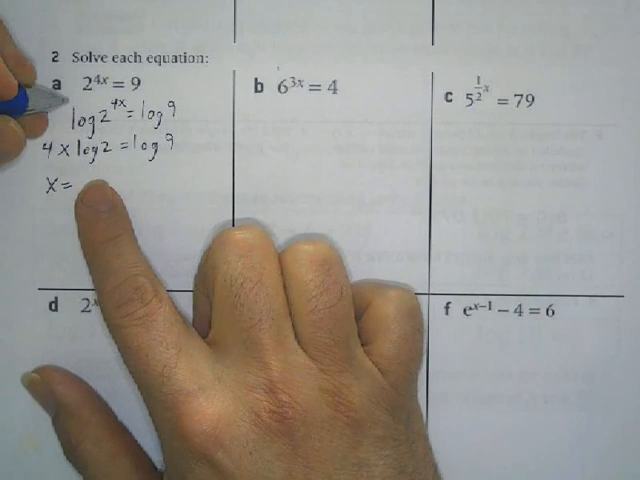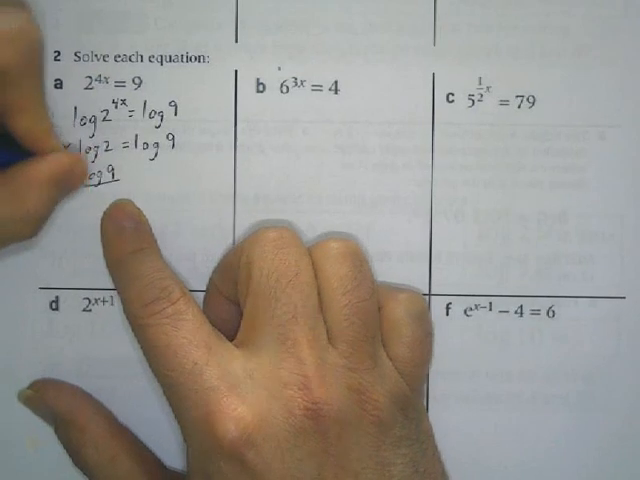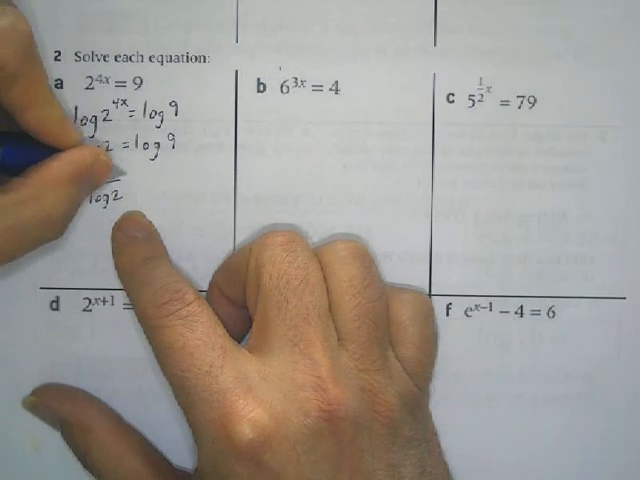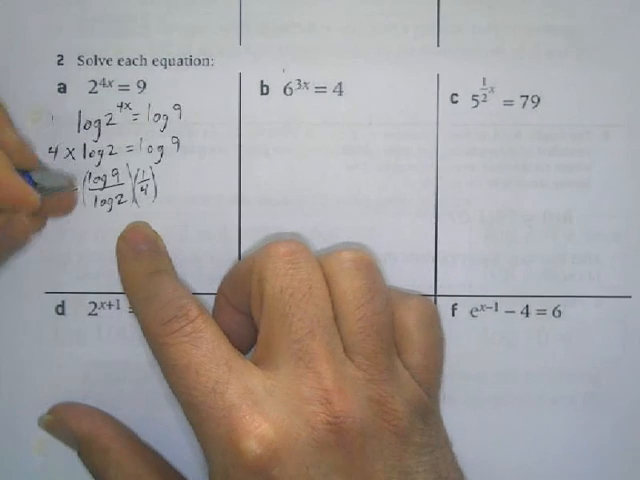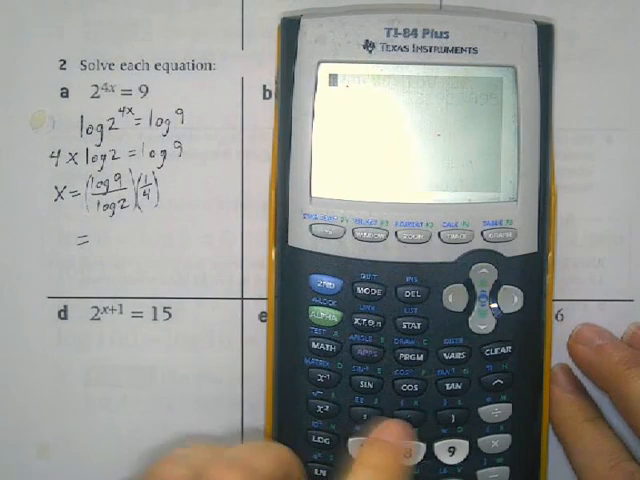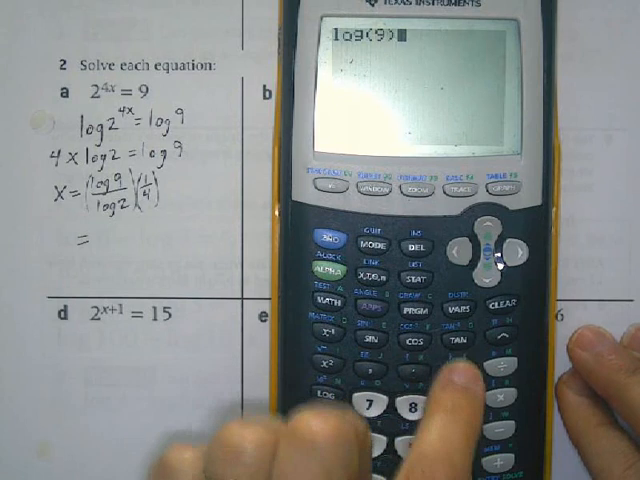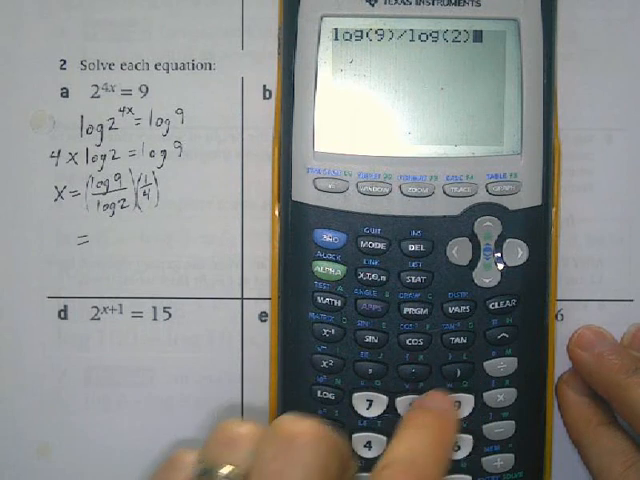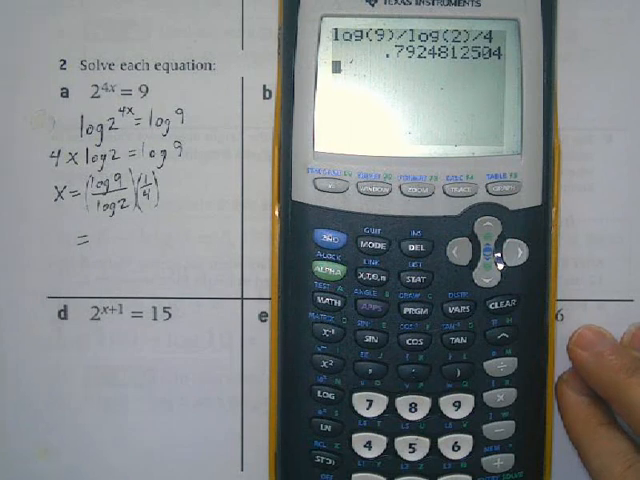So I'm going to have log 9 divided by log 2, and then we're going to divide it by 4. And then we're going to get, let's do this together, log 9, close parentheses, divided by log 2, close parentheses, and then divide by 4. And you should get x equals 0.712.